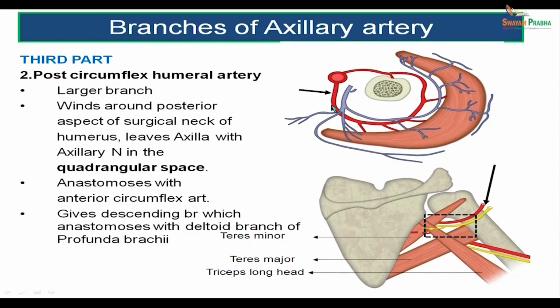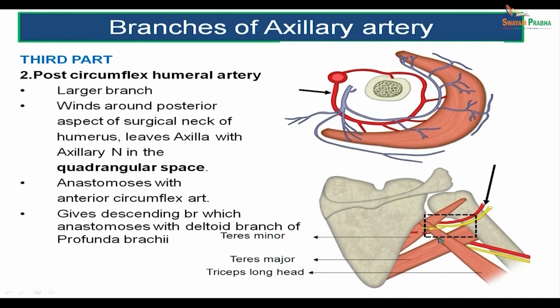It winds around the posterior aspect of the surgical neck of humerus and it leaves the axilla through a space called as the quadrangular space. This is the scapula, this is the humerus. We are seeing the posterior aspect. We are seeing the muscle above, we have the teres minor, in the lower part we have the teres major, and this is the long head of triceps.